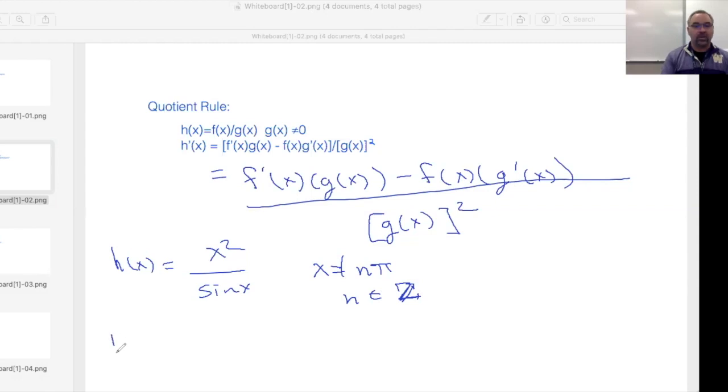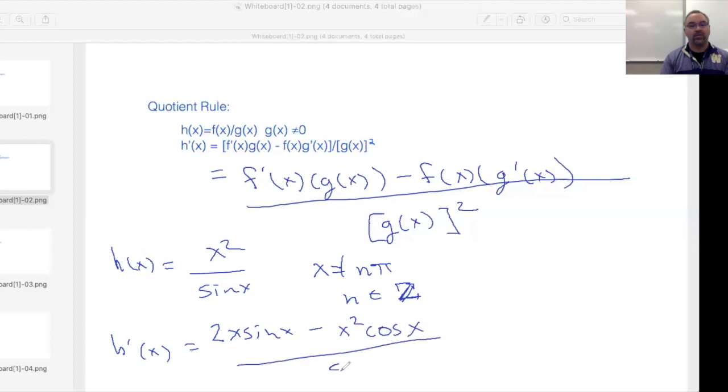So let's just run through that real quick. The derivative: the numerator comes first, 2x sine of x minus x squared times the derivative of the bottom, cosine of x, all that over sine squared x. There you go, there's your quotient rule. I think most of us remember the quotient rule and product rule pretty well.